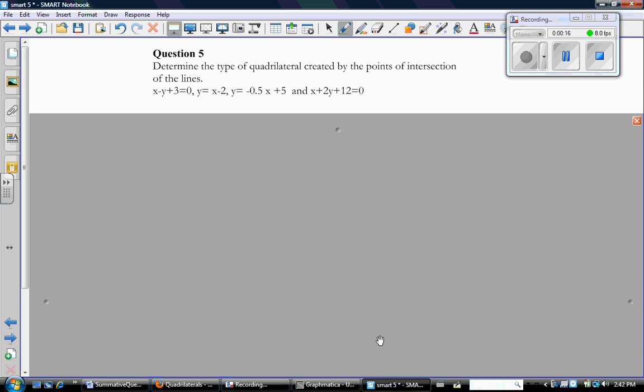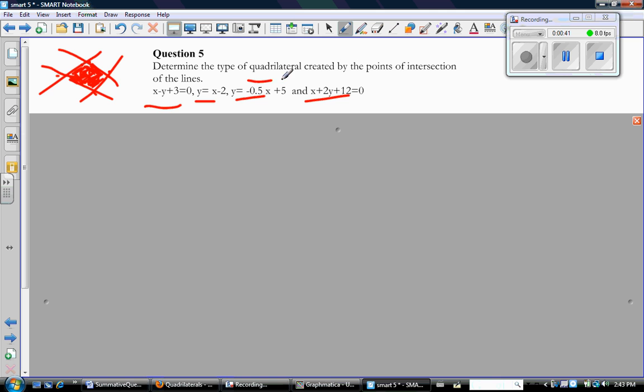And here's the question. It says, determine the type of quadrilateral created by the points of intersection of these 4 lines. So obviously what this means is if I were to graph those lines, they intersect at 4 different vertices. And those vertices create some sort of four-sided shape. And the question is, what type of four-sided shape do they make?